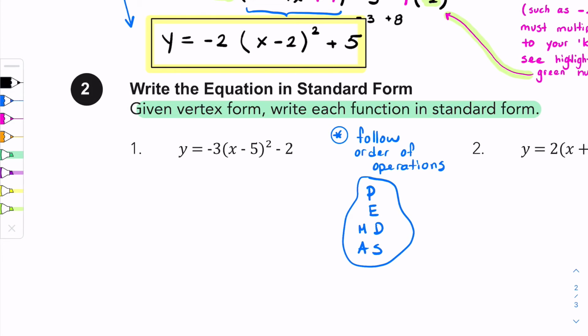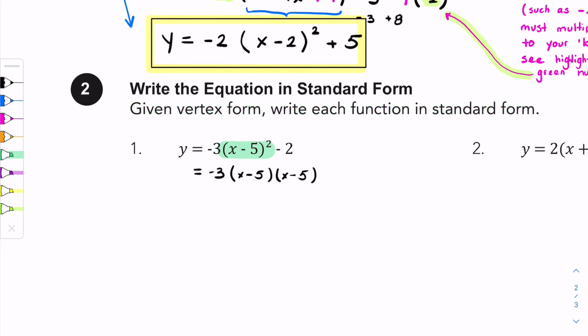For number 1, we have negative 3, x minus 5 in parentheses squared, which is the same thing as x minus 5 times x minus 5. You absolutely cannot distribute that exponent. And then minus 2. I'm going to start by multiplying these terms together. When I do that, I have to use the distributive property.